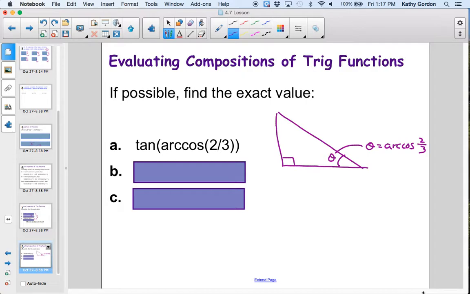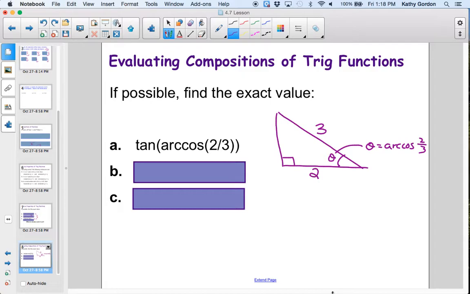Based on my definition, that angle is supposed to be whatever angle would give me 2/3 when I took the cosine of it. You don't even need the angle. So this angle has to be whatever angle would give me 2/3 when I take the cosine of it. Which means I can now figure out what the third side is and figure out whatever this is supposed to be.